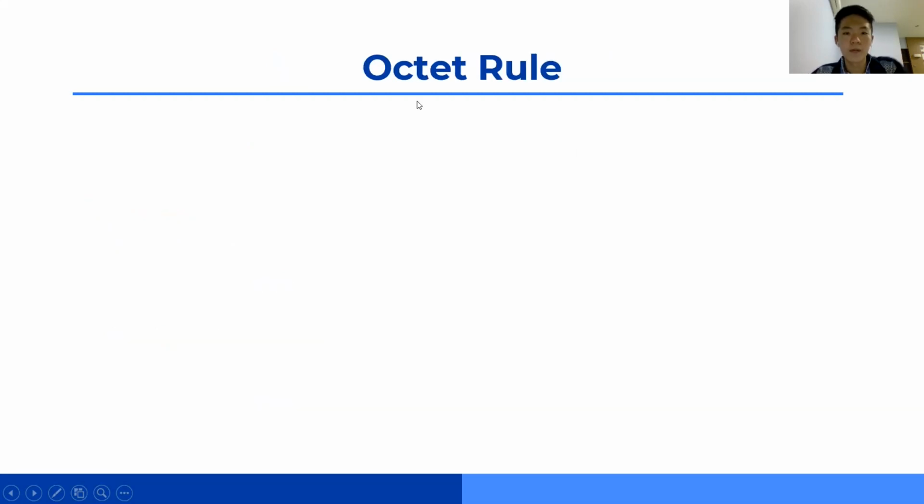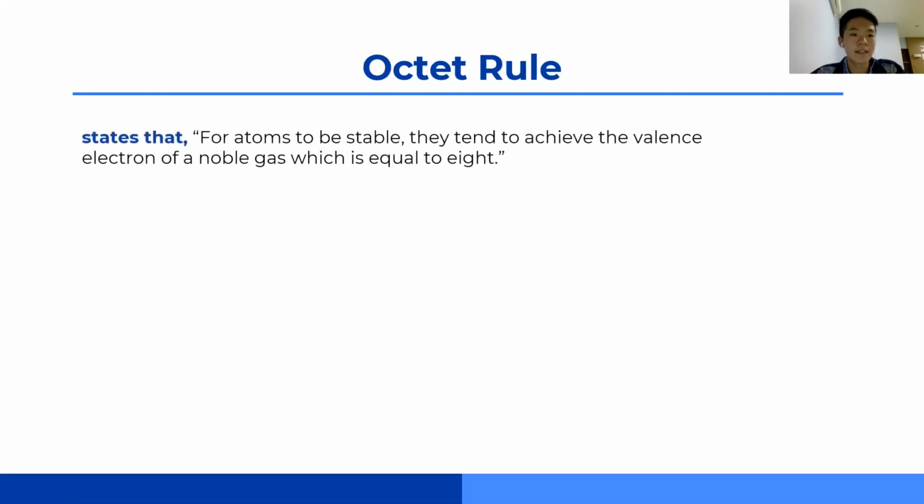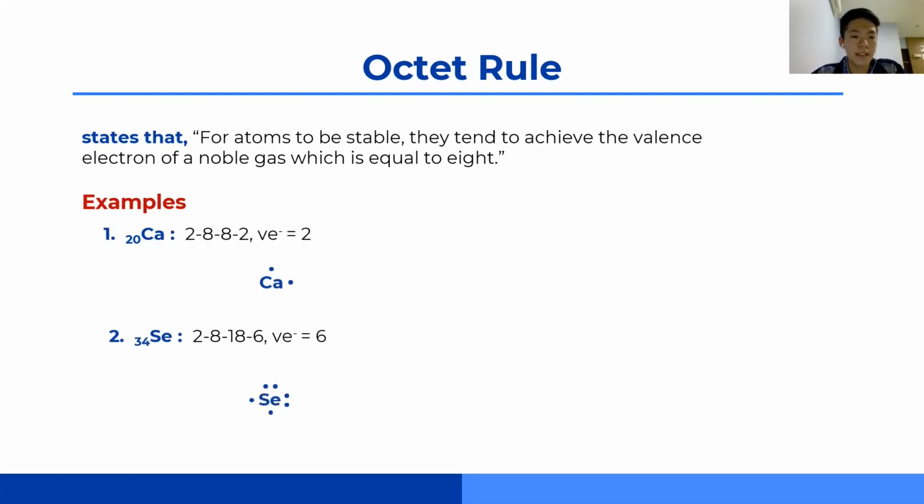Now we're going to talk about the Octet Rule. The Octet Rule states that for atoms to be stable, they tend to achieve the valence electrons of a noble gas, which is equal to 8. So we'll use the examples in the last slide. For calcium, notice that the valence electron is 2. So in order for its valence electrons to be 8, we can receive 6 more electrons so that the last shell will be 8 electrons. Or we can release 2 electrons, so the last shell will have 8 electrons.